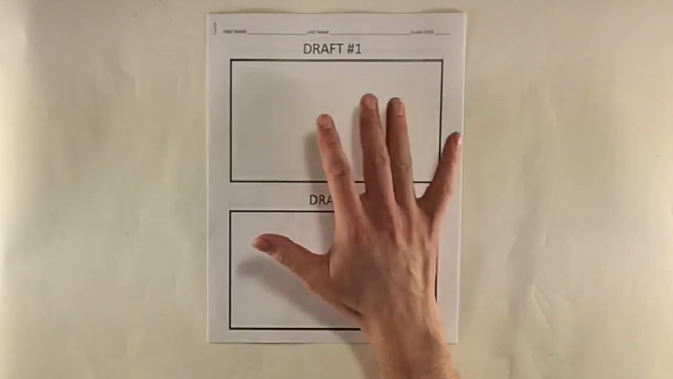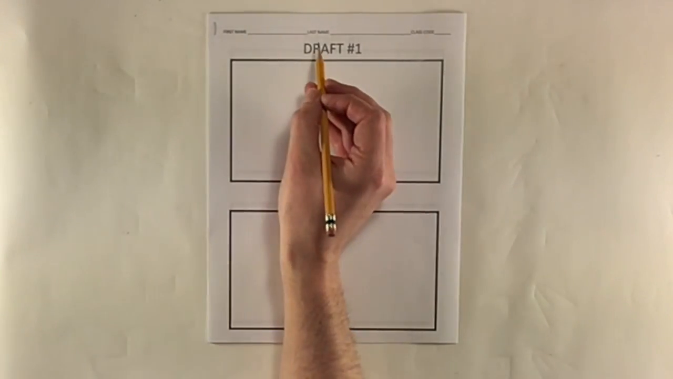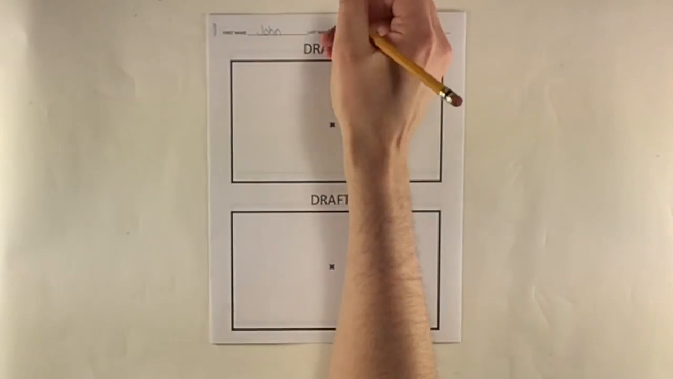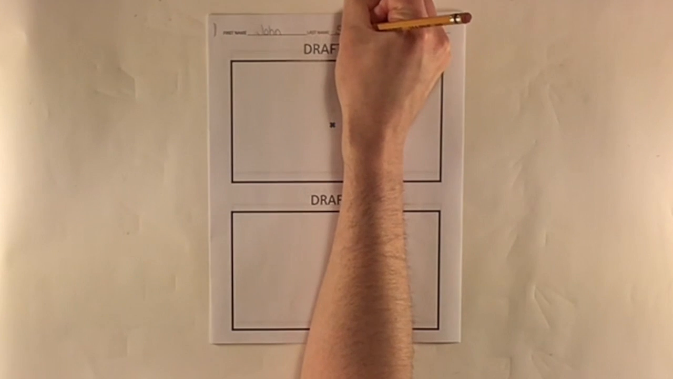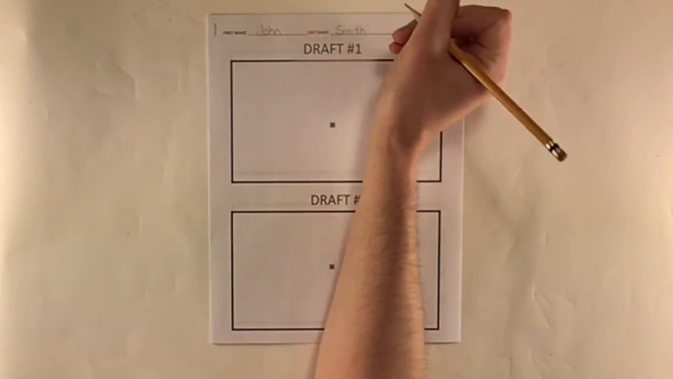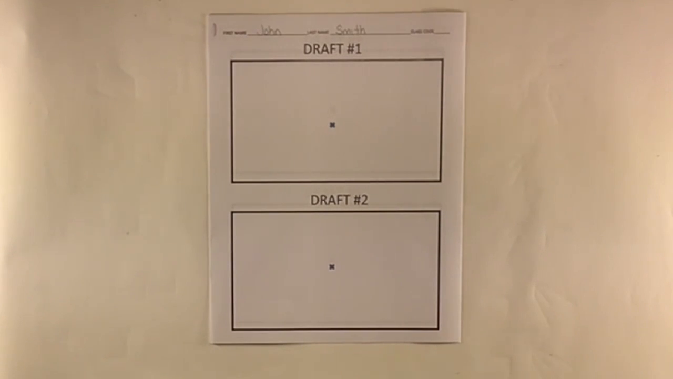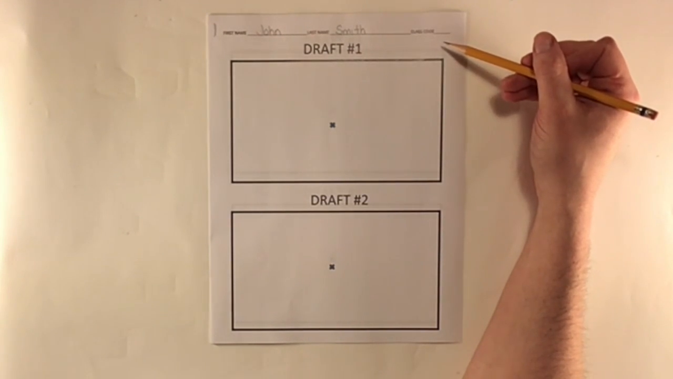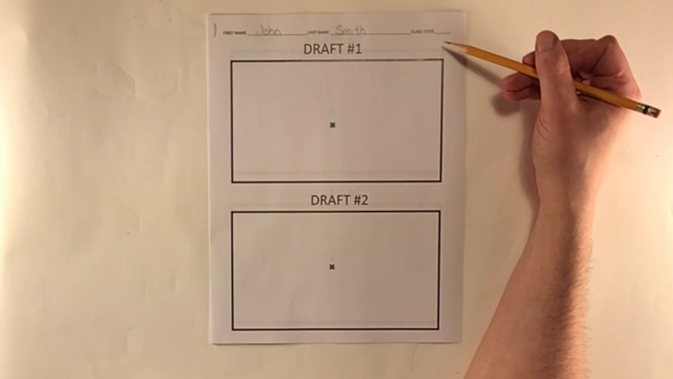So starting off with the front side, as always on the top, go ahead and start with your first name and your last name. And your class code for 5th grade, you are going to be 5E if you are in Mr. Erickson's class. You are going to be 5G if you are in Mr. Gradell's class. 5M if you are in Mrs. McCone's class. And 5B if you are in Miss Brandel's class.